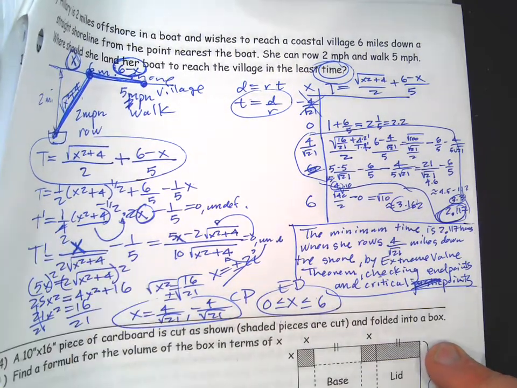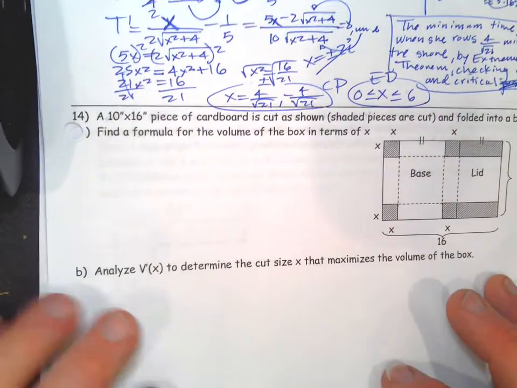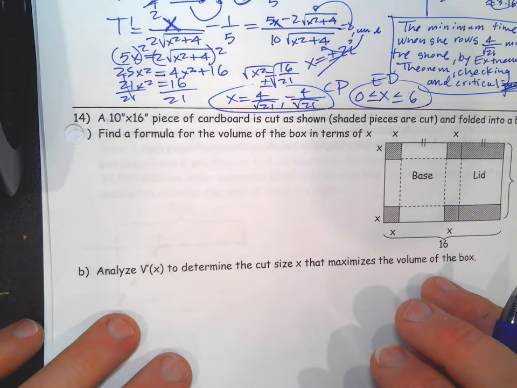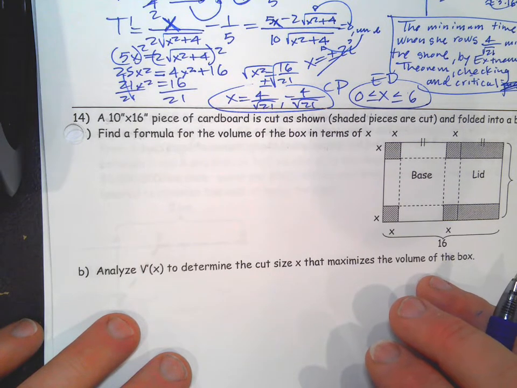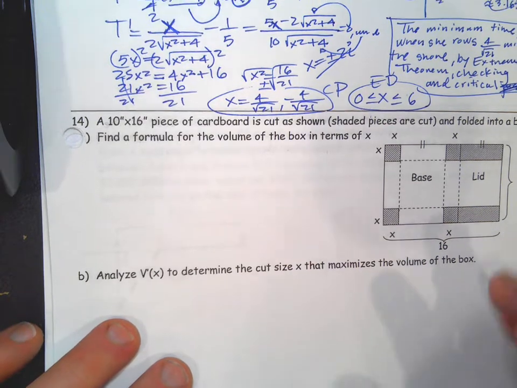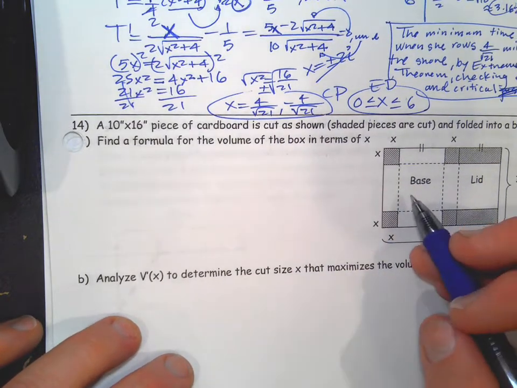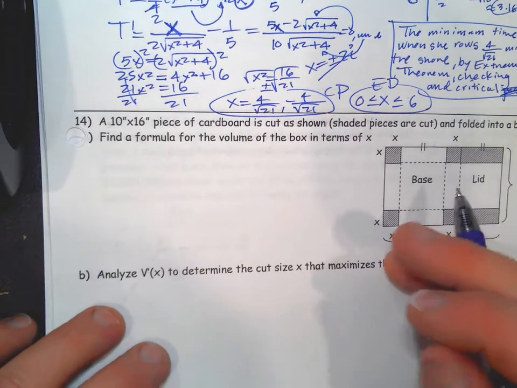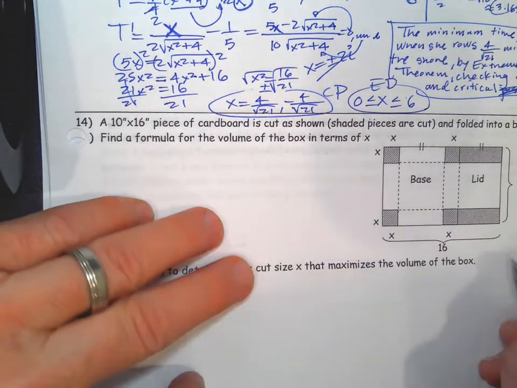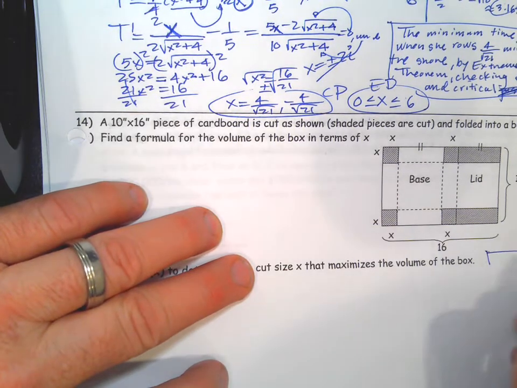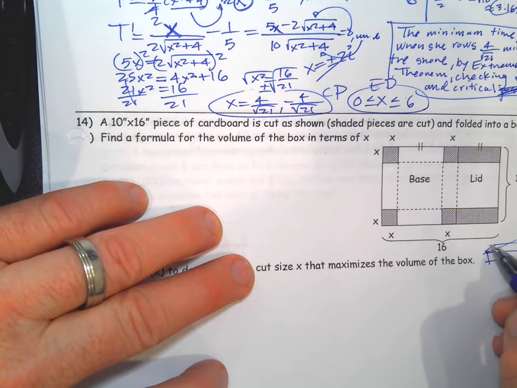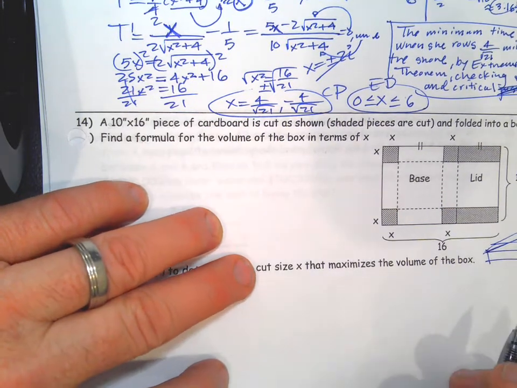Okay, there you go. This one: a 10 by 16 piece of cardboard is cut as shown. Shaded pieces are cut and folded into the box. Find a formula for the volume of the box. We've done a couple of box problems like this. This box has a lid, but it's different than the optimization box where the top lid is just like the bottom base. When you create it, it looks like this, and the lid is just a flat piece like that.